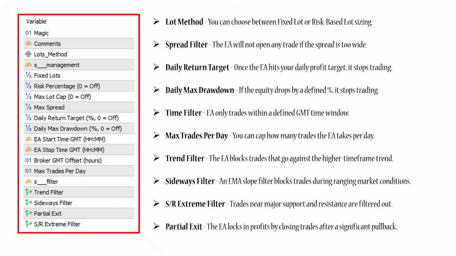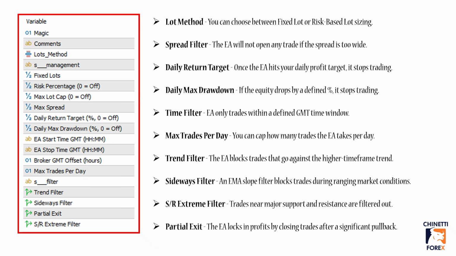Trend filter. Before taking any trade, the EA checks the higher level trend direction. If the momentum signal goes against the major trend, the trade is blocked. This alone eliminates a massive number of false entries. Sideways filter. If the market is ranging and going sideways, the EA detects this through an EMA slope calculation and stays out. No more getting chopped up in a flat market.